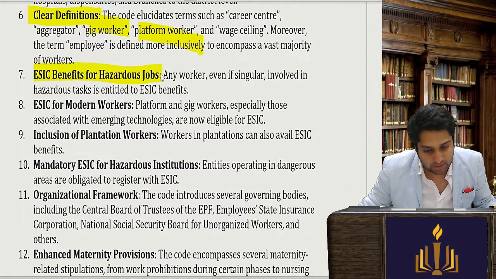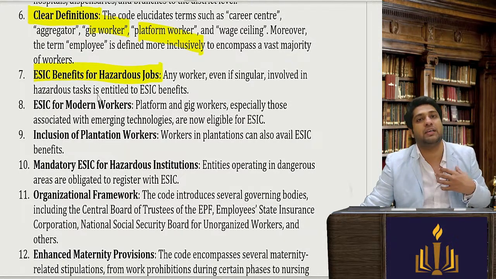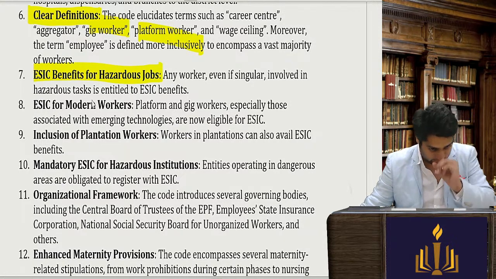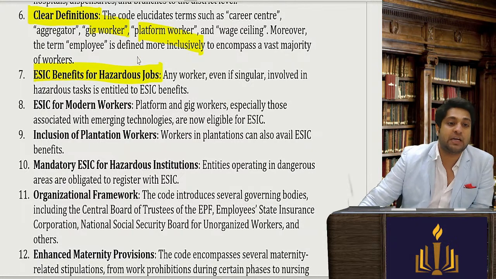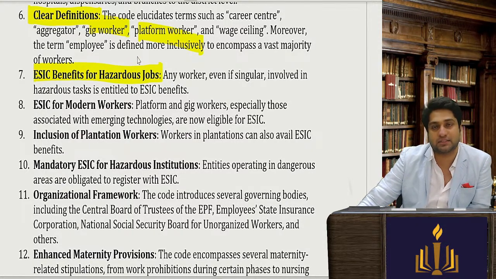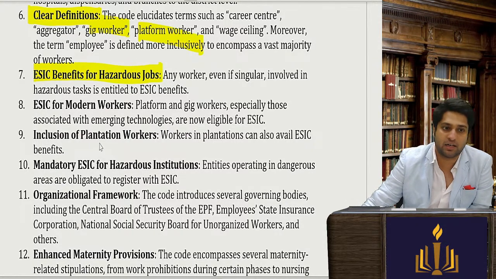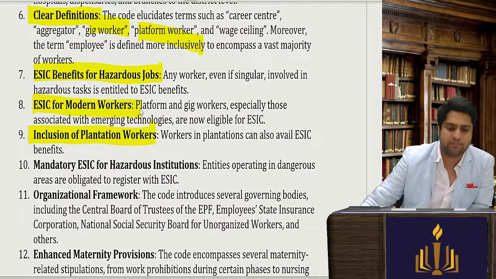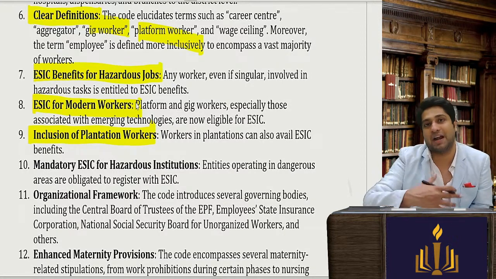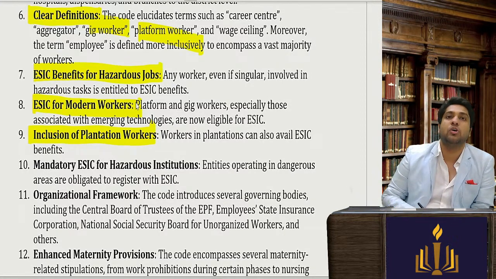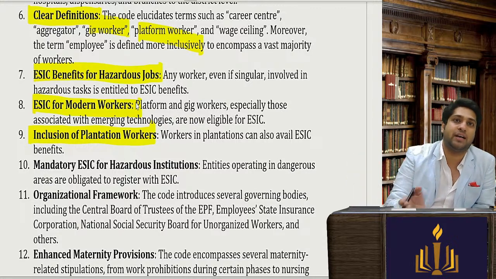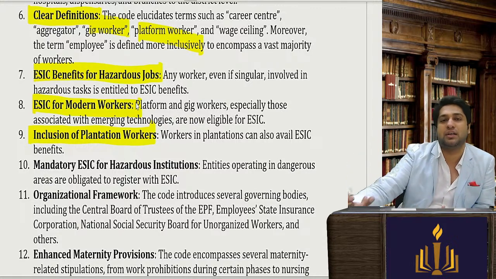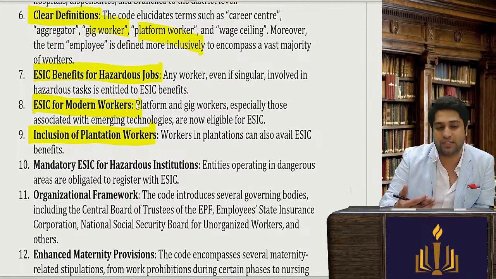Employment benefits for hazardous jobs. So even if you're taking some hazardous job, you will get these benefits. Women can also now enter into hazardous jobs if they are agreeing to it. Okay. Inclusion of plantation workers. So almost they have expanded the definition of workmen to cover all these non-traditional and new age types of businesses, and they are workmen as well.